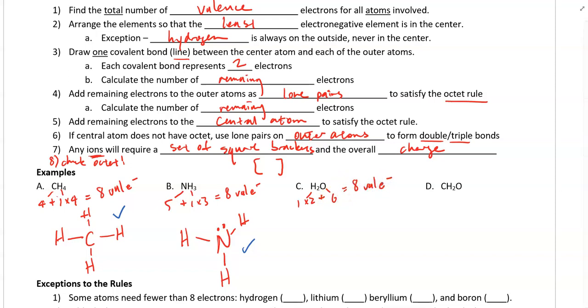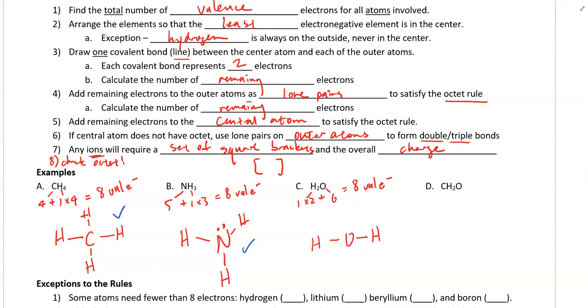Let's go through the process. Step 2, drawing it out so the least electronegative element's in the middle. Well, it turns out hydrogen, again, still can't be in the middle, so let's do it where we have H, O, and then H. So O is in the middle. We draw a line between each of them, so line and then line. That represents 4 assigned electrons, so we have 4 electrons remaining.